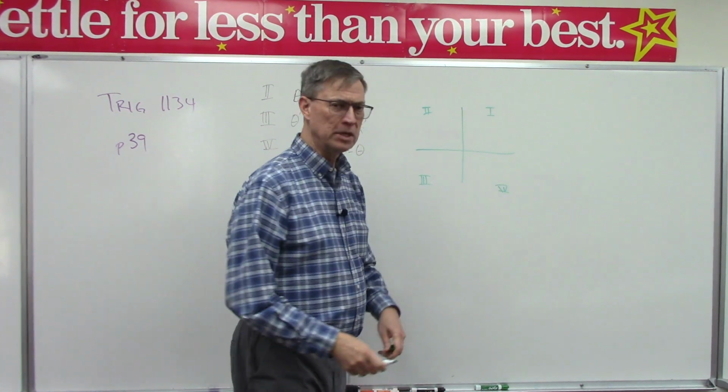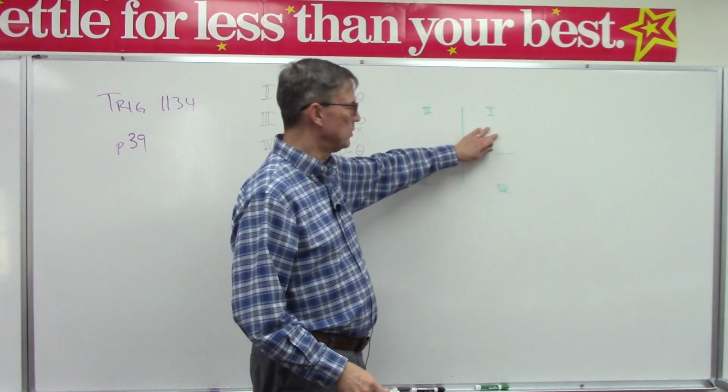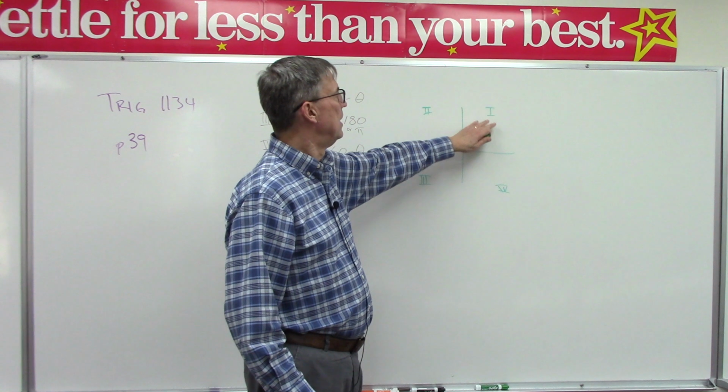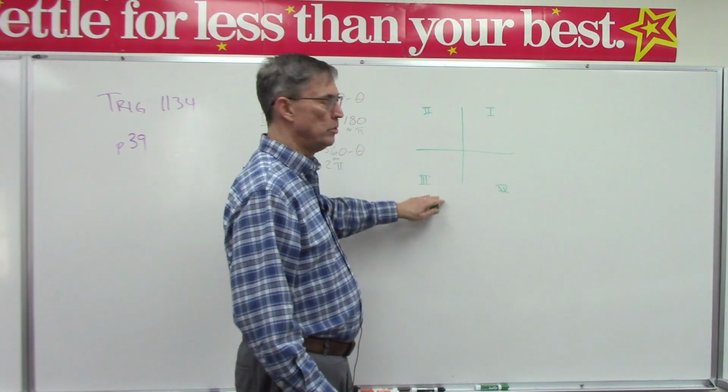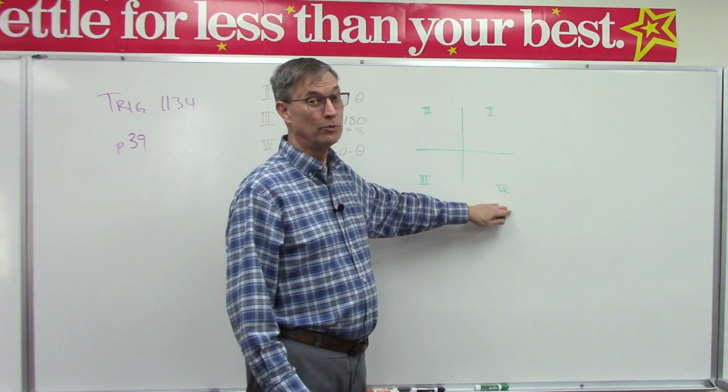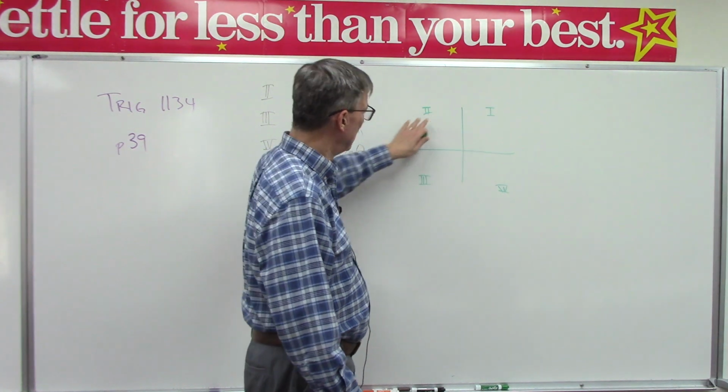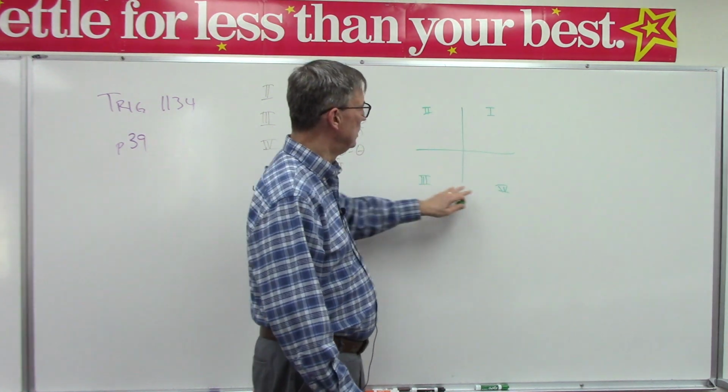So remember that the quadrants are numbered starting with this one being quadrant 1, and then it goes to quadrant 2, quadrant 3, ends up in quadrant 4 down here. All right, so that's the order that we do the quadrants in.